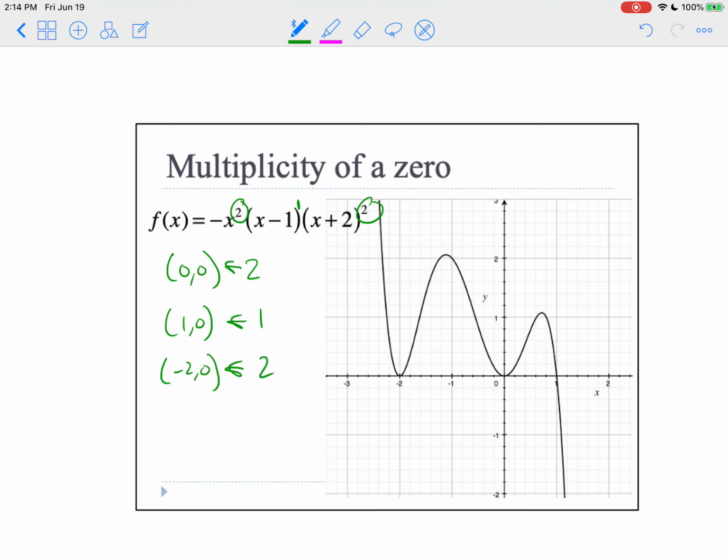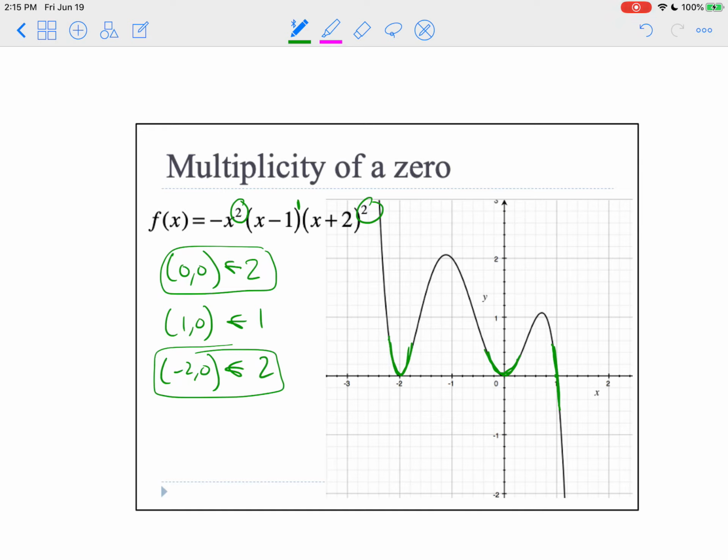Now, if the multiplicity of a 0 is even, what that means about the graph is that you're going to bounce off the x-axis and not go through it. So you're going to touch the x-axis, but you're not going to go through it. You can see that at negative 2, 0, my graph bounces off the x-axis. And then at 0, 0, because the multiplicity is even, again, the graph bounces off the x-axis. And then at 1, 0, because the multiplicity is odd, the graph goes through the x-axis.